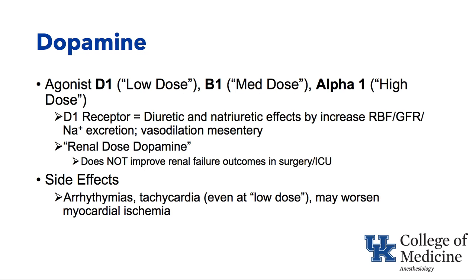The D1 receptor, when it's activated, results in diuresis and natriuresis, or loss of water and sodium, and it increases renal blood flow and glomerular filtration rate, as well as sodium excretion. And it vasodilates the mesentery, as well as the renal artery. In the past, renal dose dopamine was used in an attempt to improve renal failure outcomes in both surgery and in an intensive care unit. The most current evidence suggests that it does not improve renal failure outcomes.